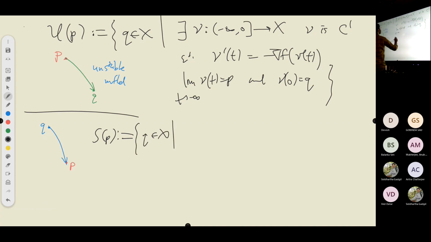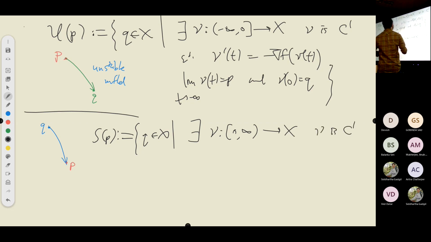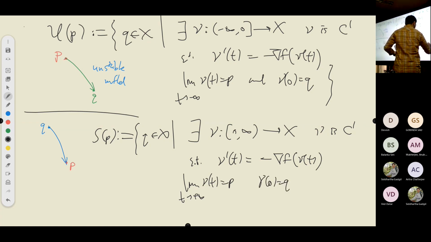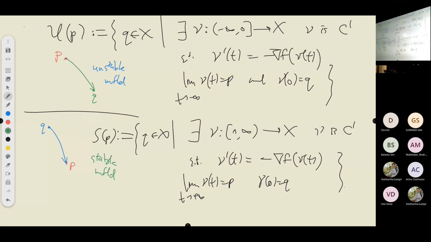Again, Q belonging to the stable manifold of P means that there exists some trajectory, this time from 0 to infinity, such that it satisfies the same differential equation, with the limit as t tends to plus infinity of the trajectory being P, and the trajectory at 0 being Q. This is the stable manifold, and it is supposed to correspond to the orthogonal directions to your k-cell.